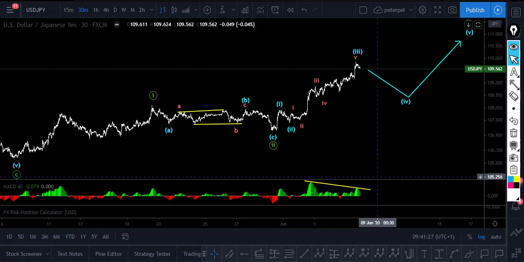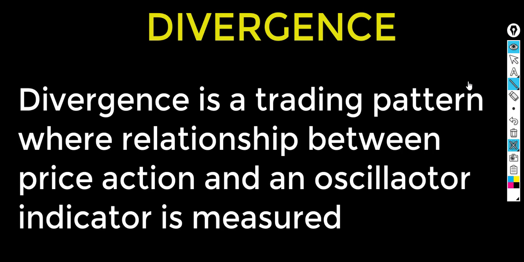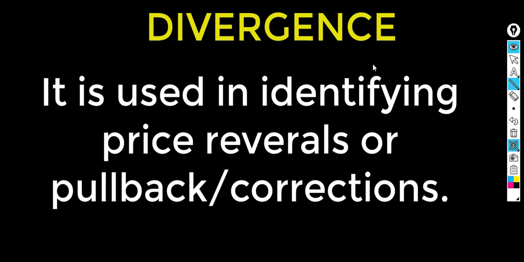So what I'll do today is move to a blackboard and start from there. When we talk about divergence, it is a trading pattern where the relationship between price action and an oscillator indicator is measured. We use divergence to measure the relationship between price action and an oscillator indicator. So it is used to identify price reversals.